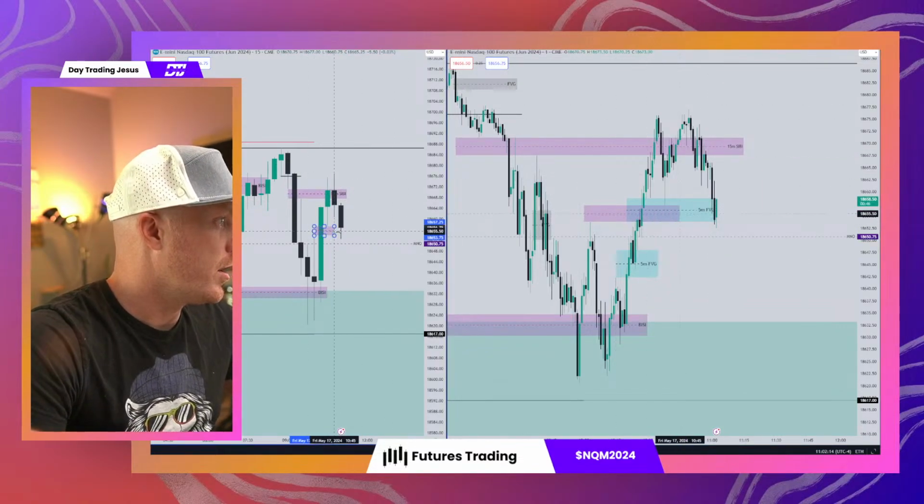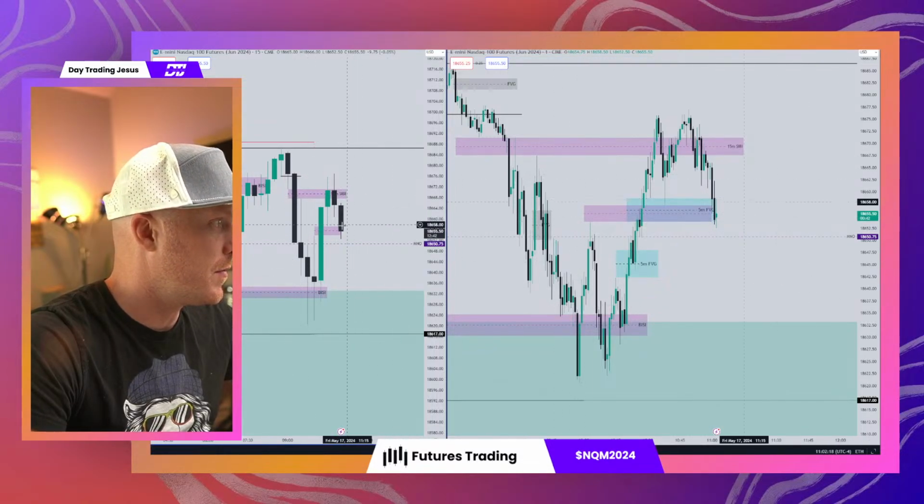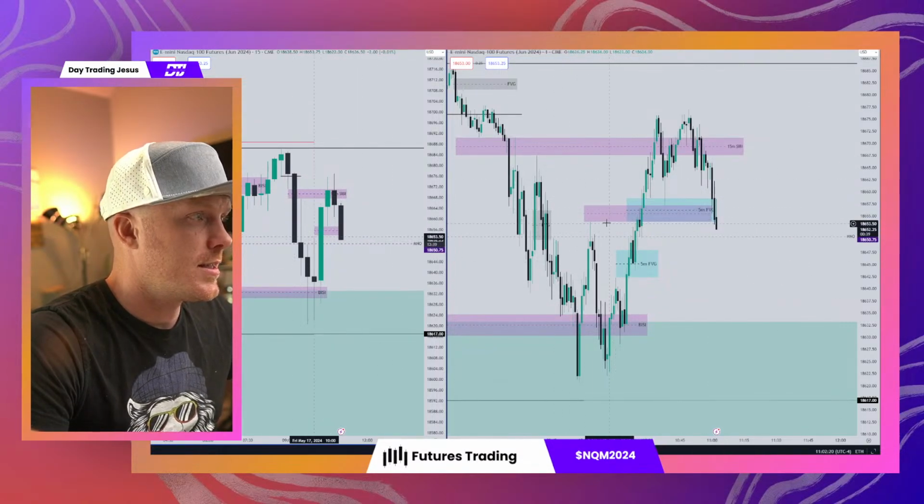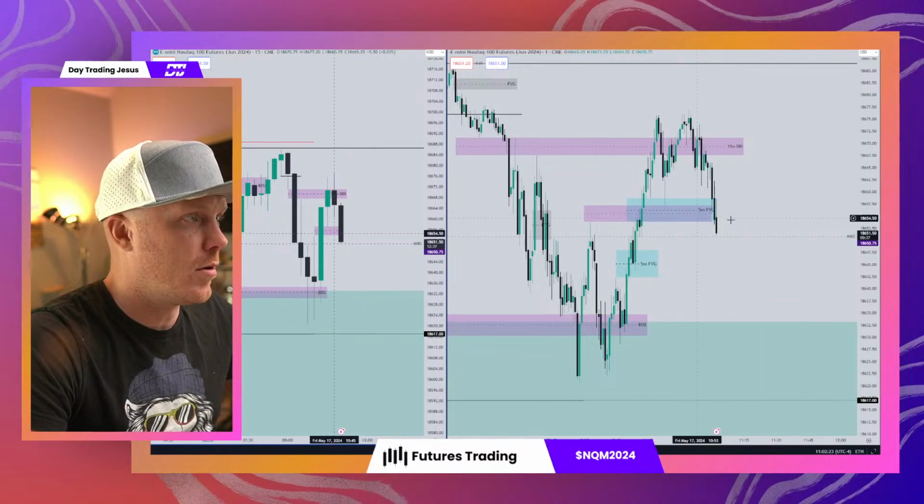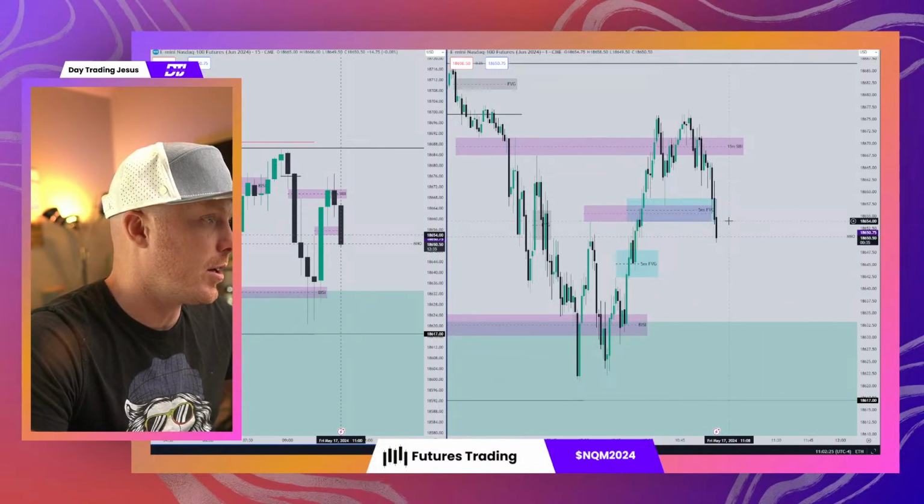We are redelivering. We are here. We still have 12 minutes on this 15-minute candle to see if it wants to respect this, but I doubt that's going to be the case. This looks pretty aggressive.